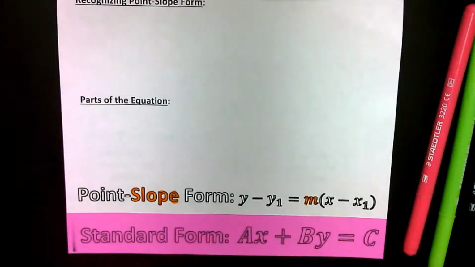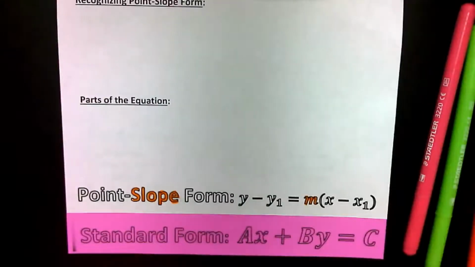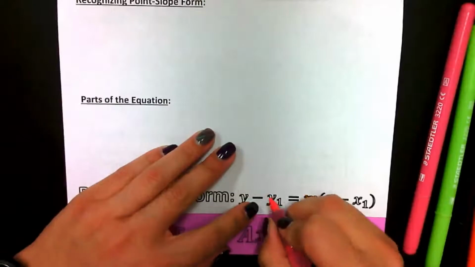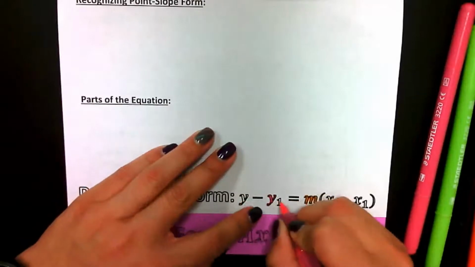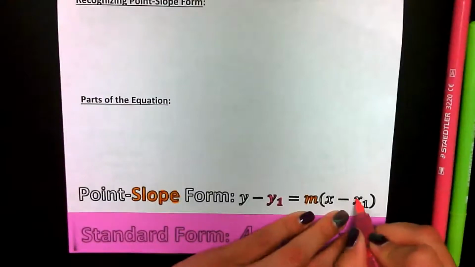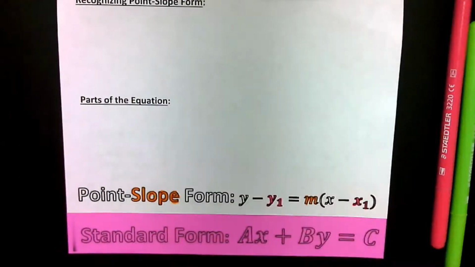But this time with point slope form, not only am I given the slope, but I'm also given, I gave it away, a point. So I'm going to go ahead and color that one in pink. Hopefully this one shows up. There we go. Now my point is going to consist of these numbers here: the x sub 1 and the y sub 1.